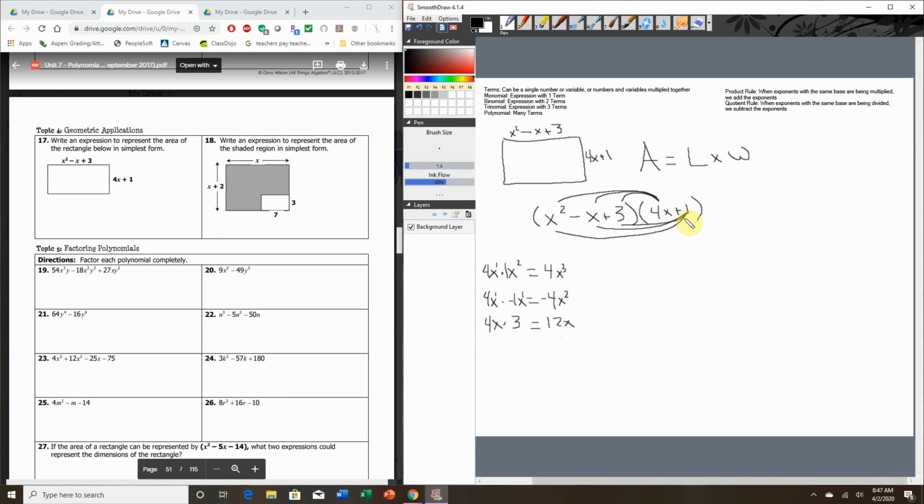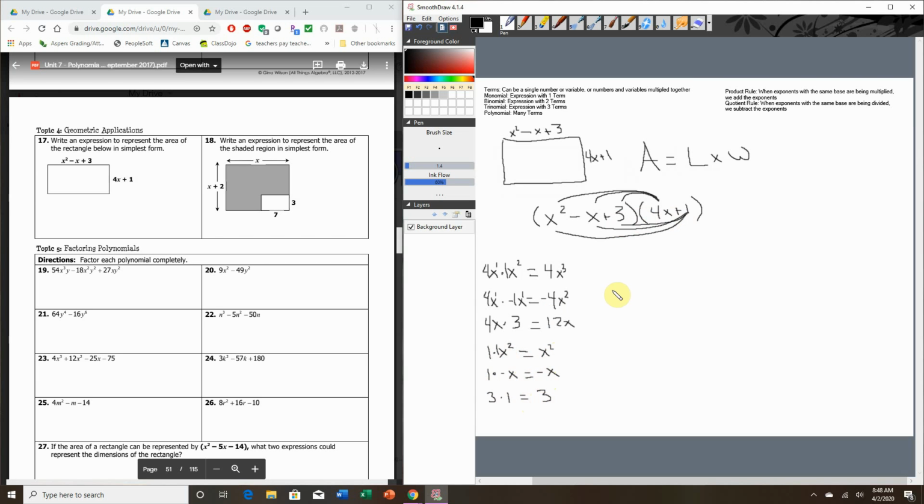Okay, now we have to do the same thing for everything with the 1. But we know that's just going to keep it the same, but let's show our work. So we have 1 times x squared. So that would just be 1 times 1. And that would give us x squared again. 1 times negative x. Then we're going to have negative x. Then we have 3 times 1. And that's just going to give us 3.